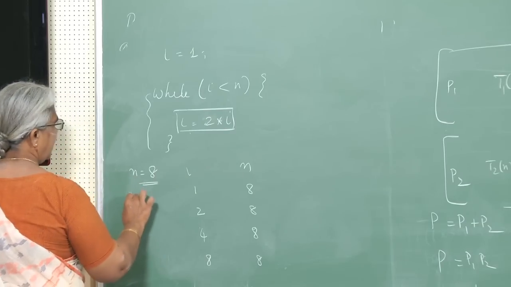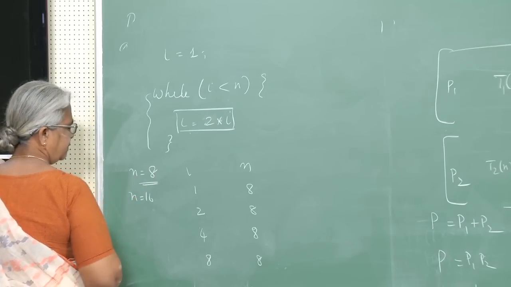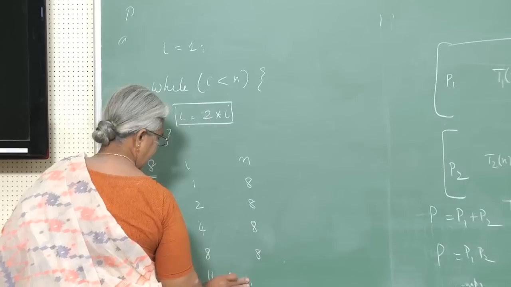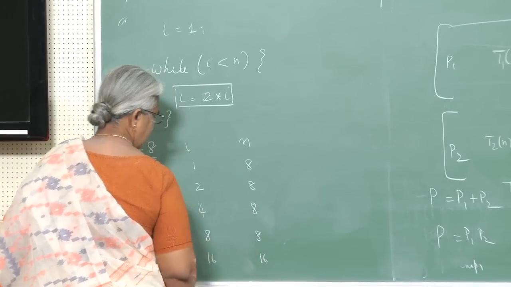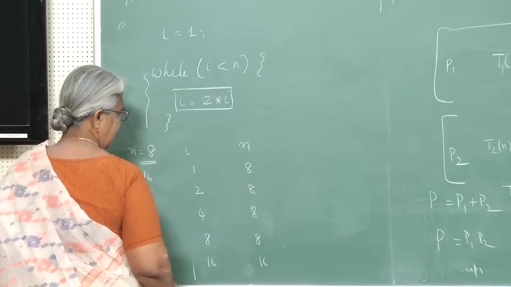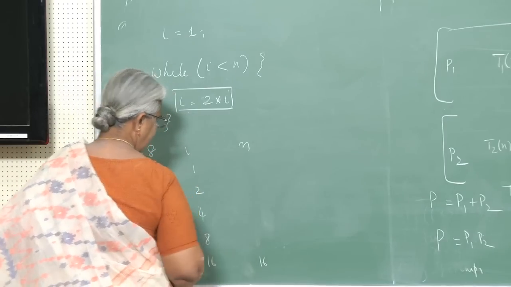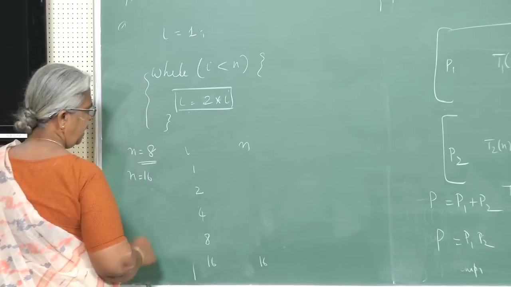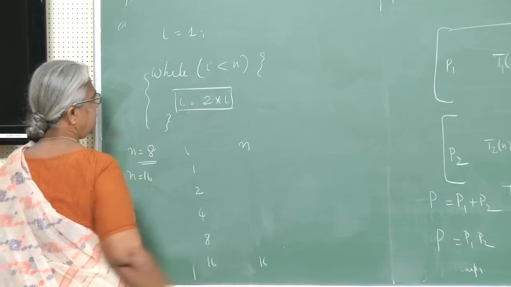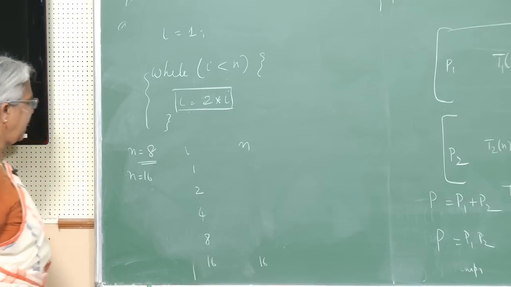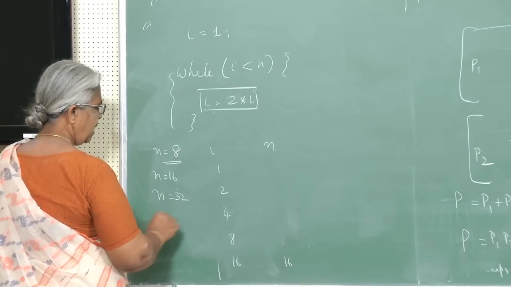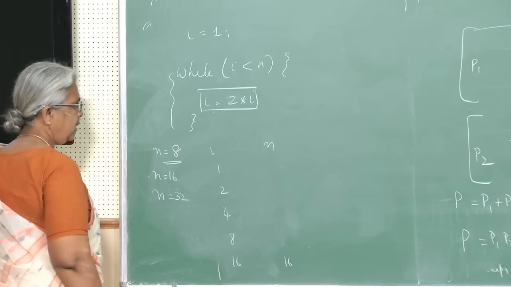Suppose n is equal to 16, then what will happen? You will have 8 to 16 over here, and this will also be 16. So, once more it will execute. Notice that when you change from n equal to 8 to n equal to 16, it only executes the body of the while block one more time. When n equal to 32, I am sure you got it right, it will execute one more time compared to n equal to 16.